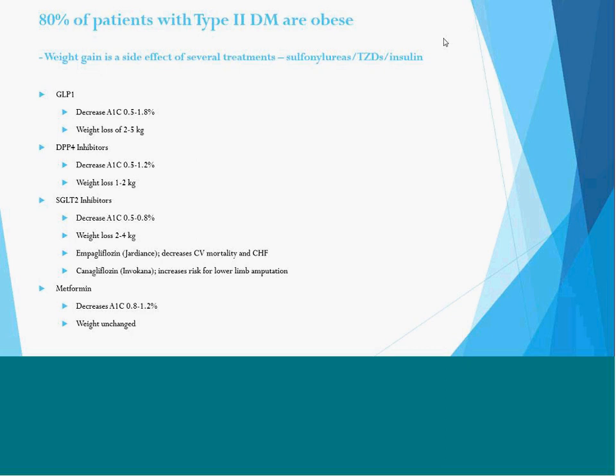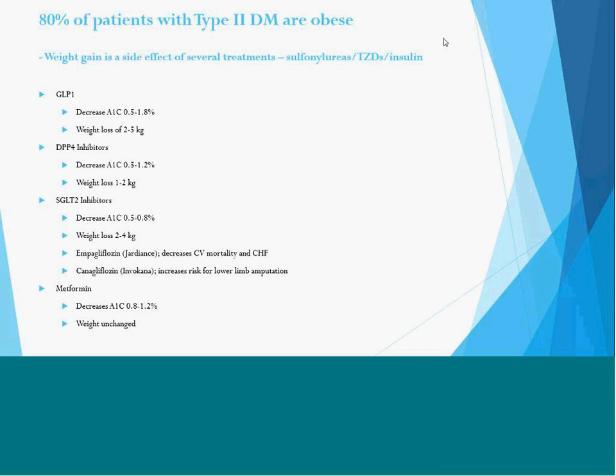Okay, there's the SGLT2 inhibitors, which you've all heard about. They basically work by decreasing your ability to absorb glucose in the proximal tubule. So you have glycosuria, which leads to weight loss, and it does. And if you urinate out some sugar, your A1C goes down as well, from about 0.5 to 0.8%.